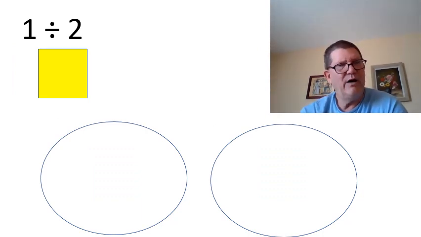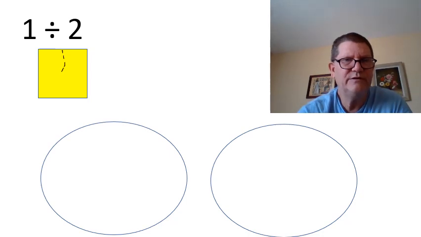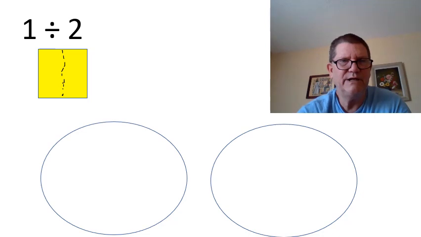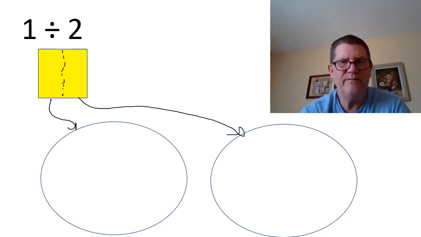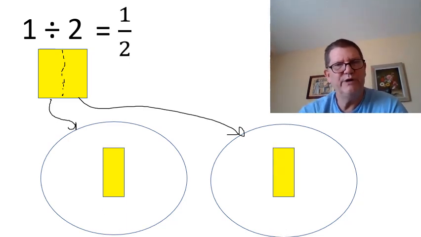But look at now. Now I have 1 divided by 2. So now I'm taking this one block here, and I'm dividing it into 2 pieces. So in this case, I need to take this piece over to here and this piece over to here, so I can see that 1 divided by 2, each one would get 1/2. So 1 divided by 2 equals 1/2.